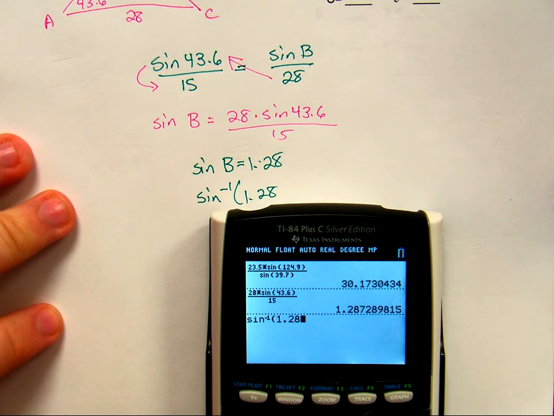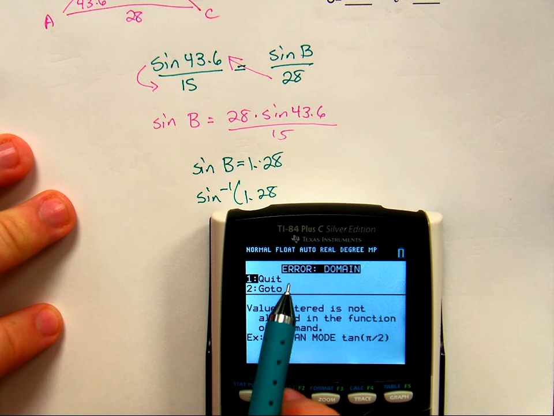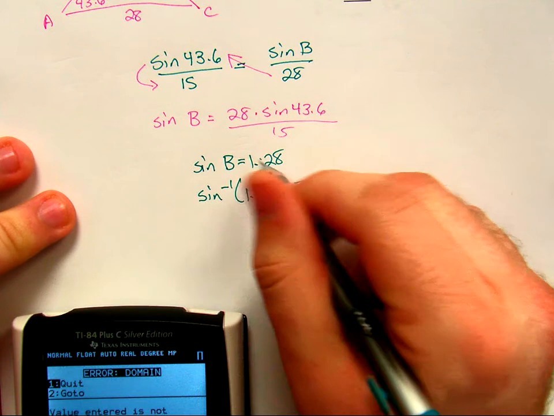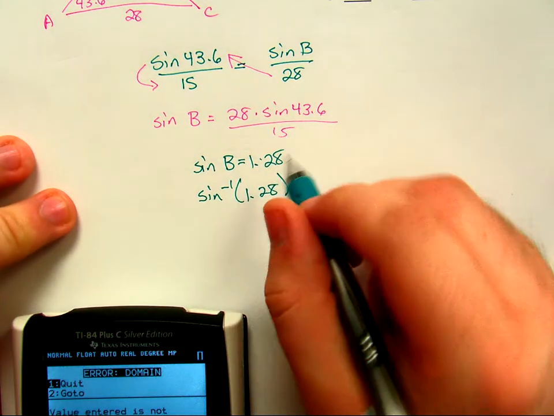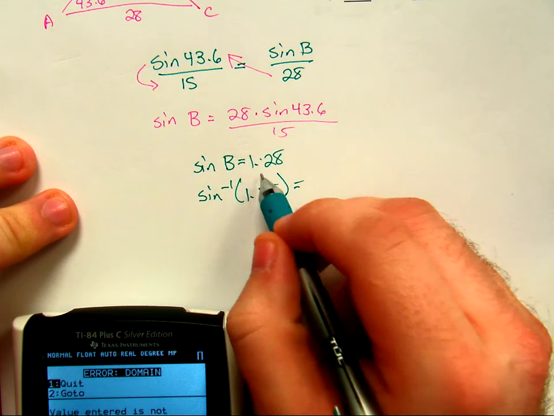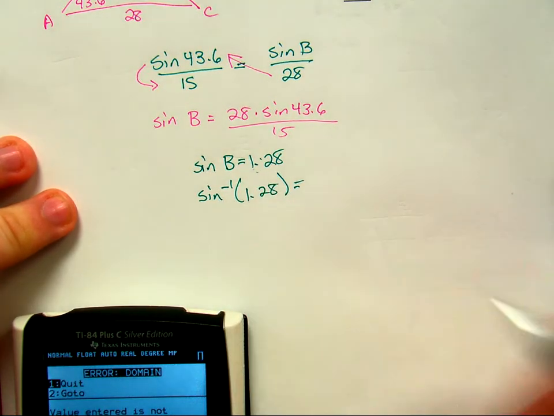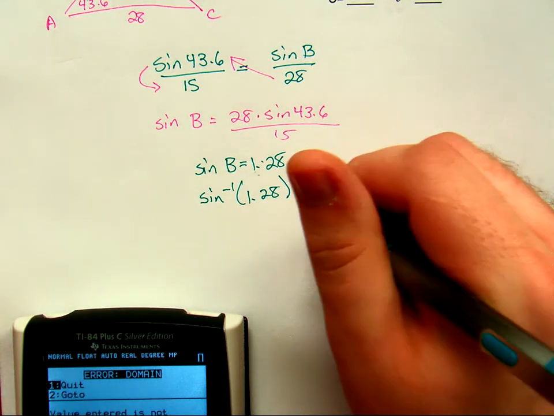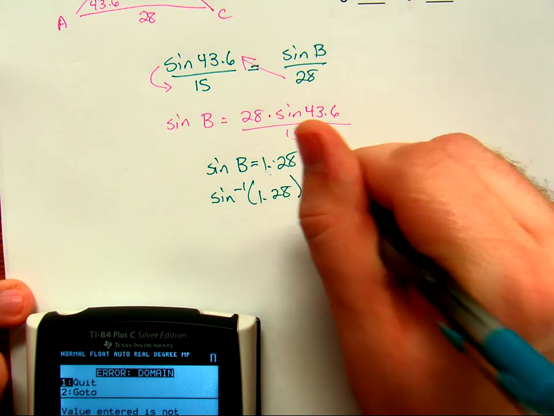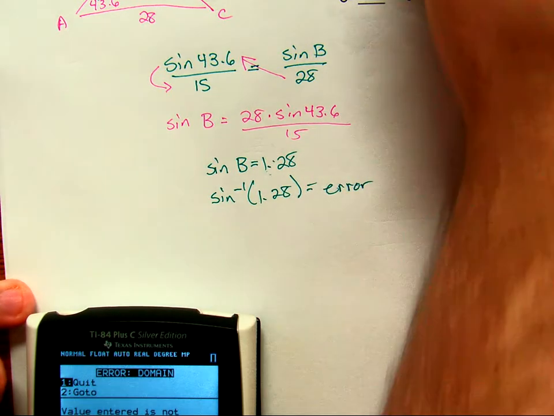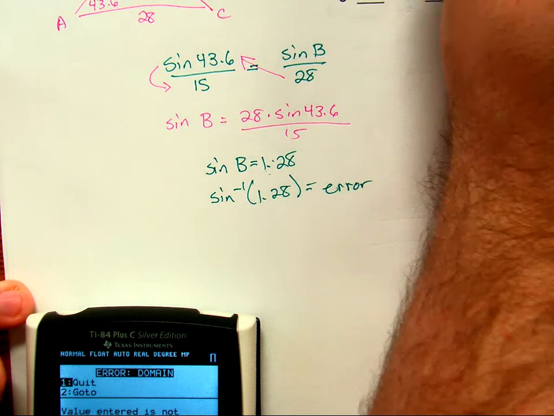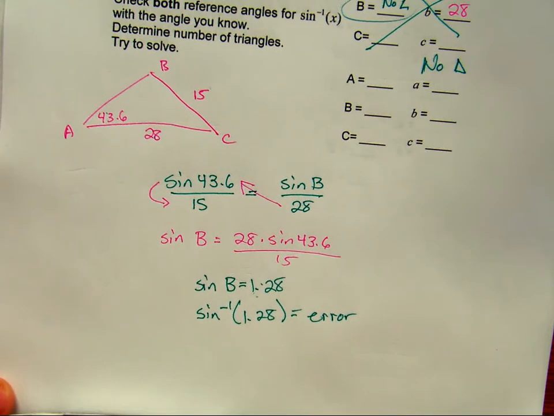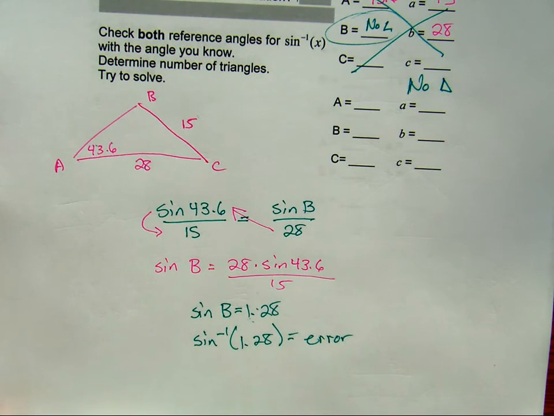And we get an error. And if you read the error, it says domain error. And that's because the sine function's range is only between -1 and 1. The radius of the unit circle is only 1. So if I go past 1.28, that radius length is too big for the unit circle. It's not in the realm of possibility here. So this is an error, which means I can't have an angle, which means I have no triangle. Well, that was a nice, quick, and easy way to finish that problem. We don't have to even go through and check for that second triangle in that case.